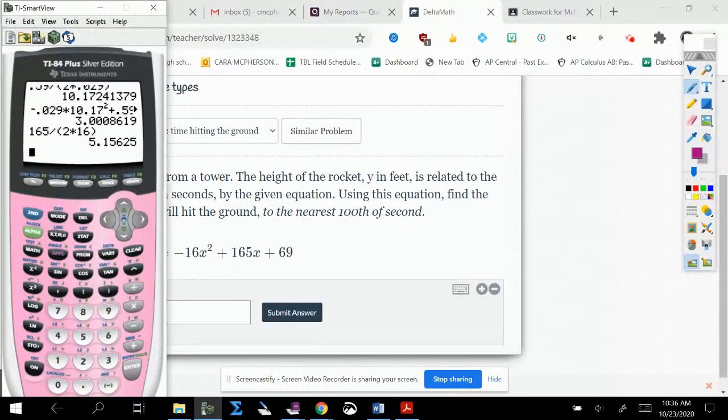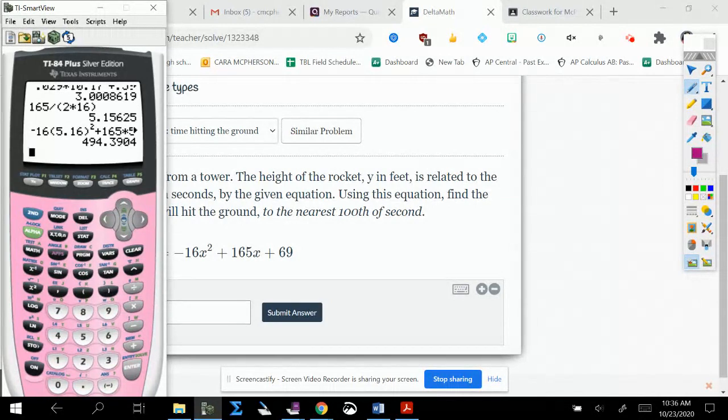And then my height would be when I type negative 16 and I put this number, I'm going to say 5.16 because it says nearest hundredth, squared, plus 165 times 5.16 plus 69. So that's how high my rocket gets.